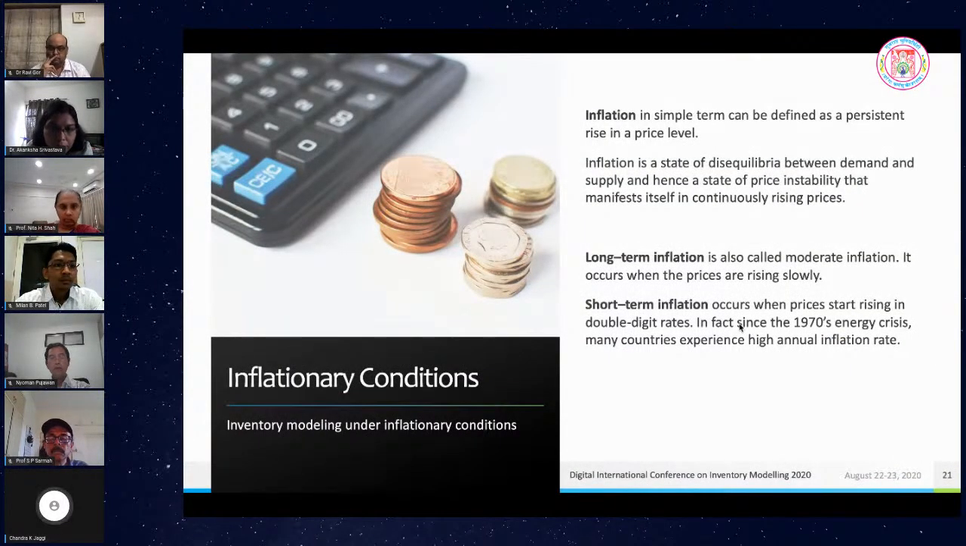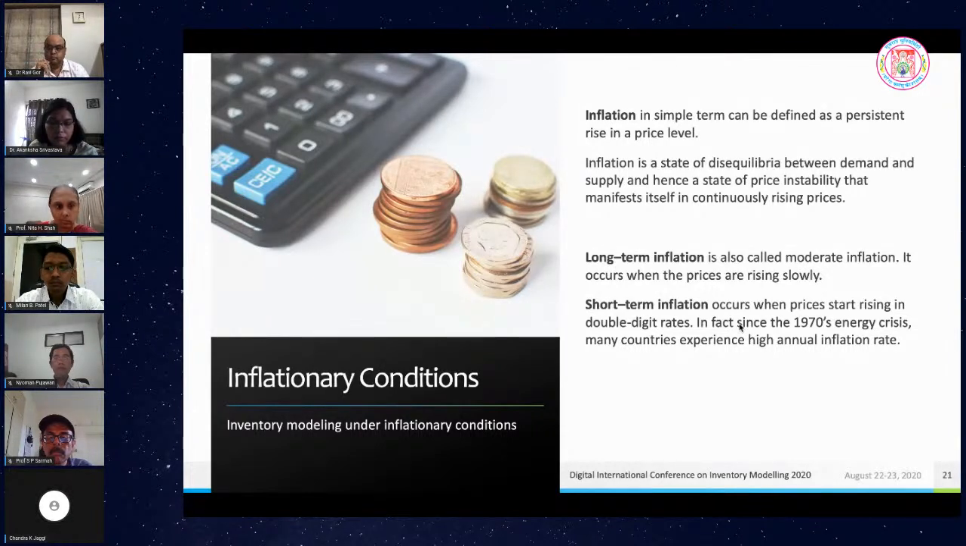Now we look into inflation. Inflation is basically a state of disequilibrium between demand and supply, and hence it has a state of price instability and manifests itself in continuously rising prices.